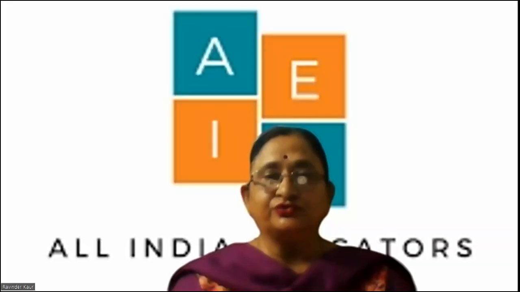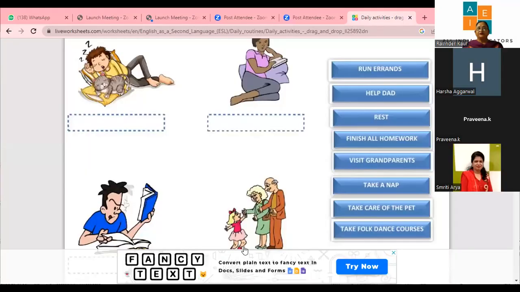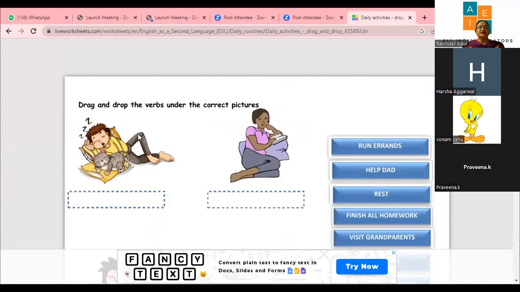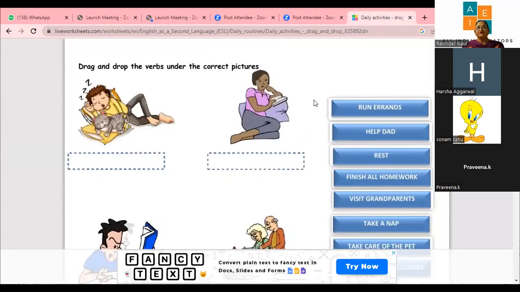I want to show you something about this activity also, the drag and drop activity. Is my screen visible to all? Yes, ma'am. So this type of activity we can show to our class. See, we can see this: drag and drop the verbs under the correct pictures. Uma ma'am, if she is there, it is very useful.